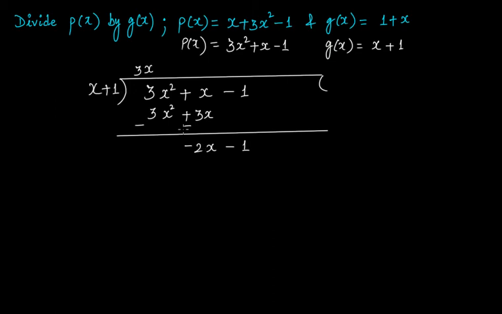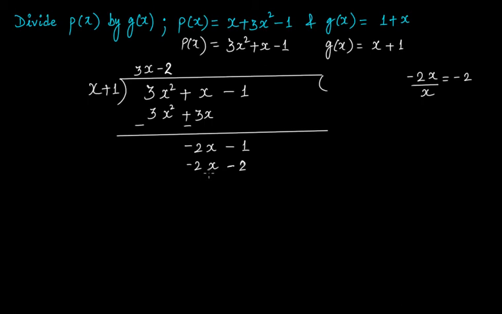Here you have minus 2x and here you have x. So minus 2x divided by x will give you minus 2. So the second term of your quotient will be minus 2, right? Minus 2 here. So minus 2 multiplied by x is minus 2x, and minus 2 multiplied by plus 1 is minus 2.